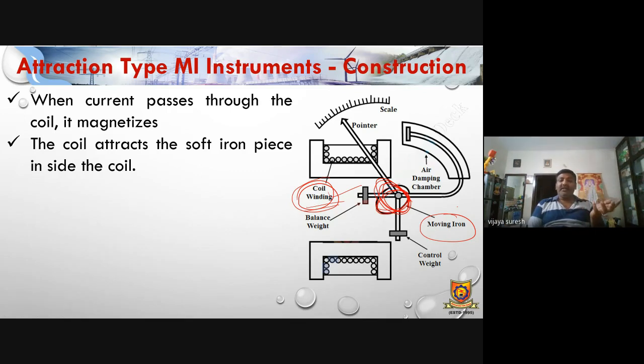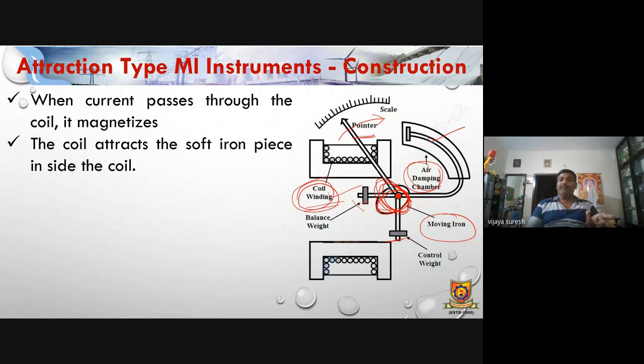Because of this turning, along with the spindle, the pointer, the controlling weights and the balancing weights are all connected, so the pointer will have a deflection. When it deflects, the air friction damping also works accordingly. When the spindle moves, all of these are connected to it: the pointer, the controlling weight, the balancing weight, and the air friction damping chamber. So all at a time, along with the pointer, they will move.